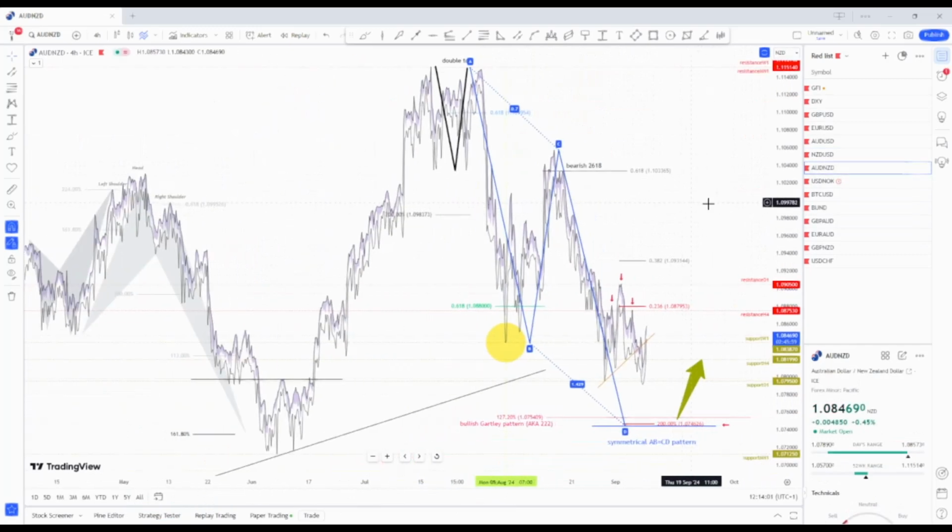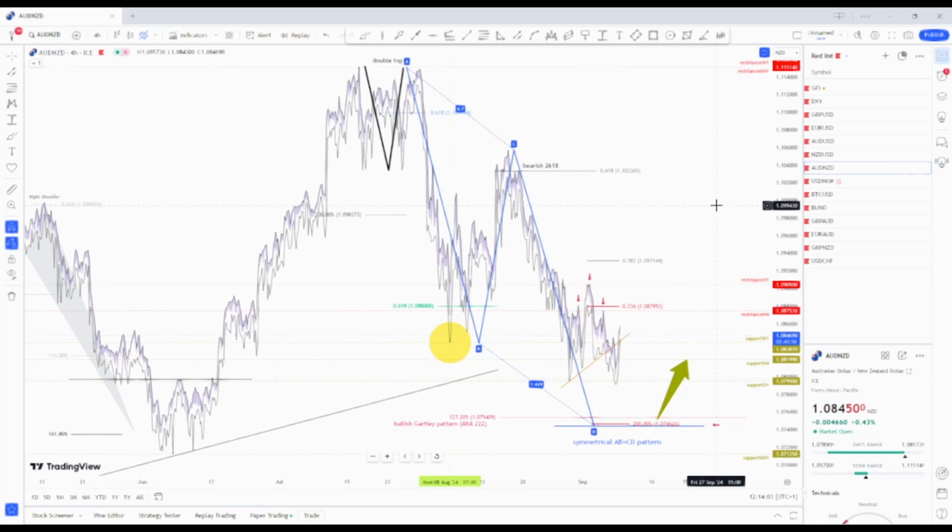We have also the Aussie versus the New Zealand. I called your attention a few weeks ago. Last week, I called your attention to this potential pattern, the symmetrical ABCD pattern, converging with the Gartley pattern, also known as 222 bullish Gartley pattern, projected at 107.54. That's the default target, or the default projection, let's say, for the completion of both of these patterns, the Gartley pattern and the symmetrical ABCD pattern. We have an attempt to break lower.